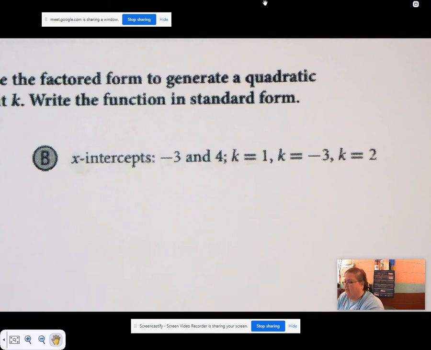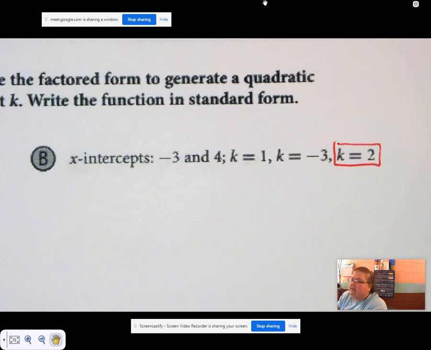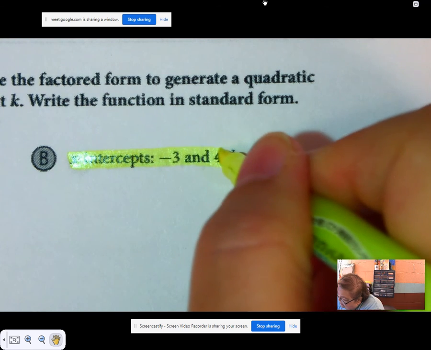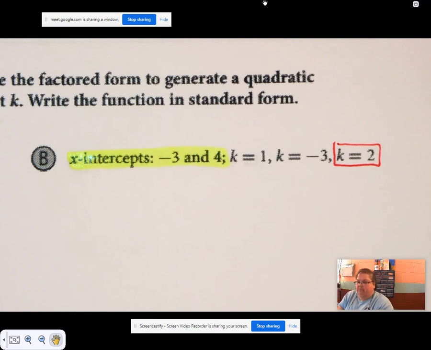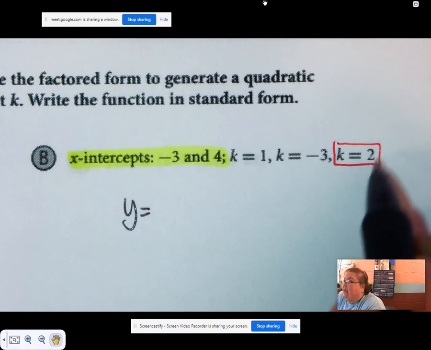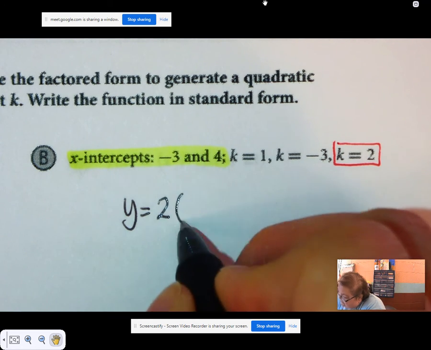All right, let's do example B. So I'm going to do a few of these to get the hang of it. All right, and this time we're going to use k equals 2. And this time my intercepts are -3 and +4. All right, so here we go. Is everybody with me? Okay. So y equals, my k value is a +2, so it goes on the outside.